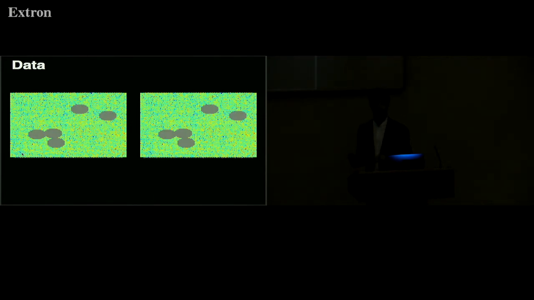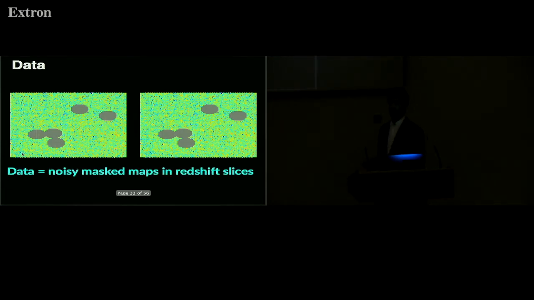There are going to be bits of data that are corrupted or point sources you have to punch out. So this is the kind of ugly starting point that we're at. We have these ugly, noisy, masked maps. And from this, we want to get nice, clean distortion maps and cosmological parameters.